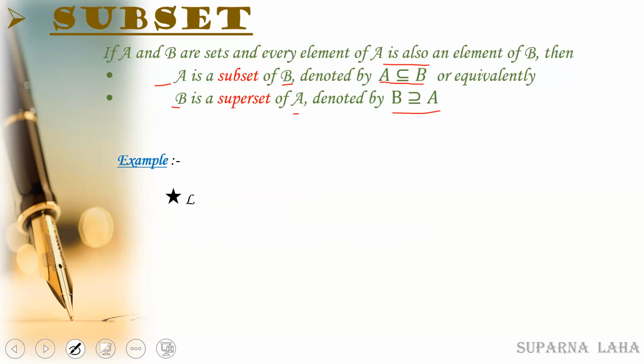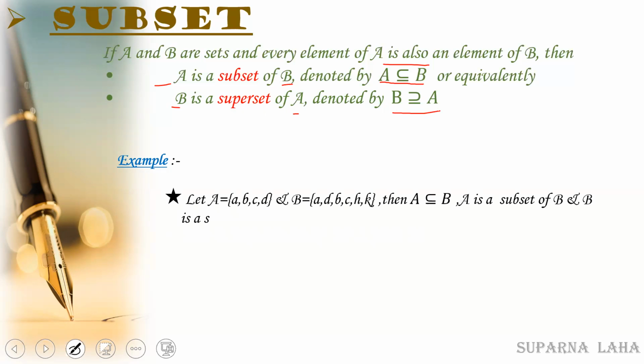So first example, I am taking these two sets. A is {a, b, c, d}, and B is {a, d, b, c, h, k}. Now I said that A is a subset of B when all the elements of A are present in B. So the first element a is present in B, the second element b is present in B, the third element c is present in the set B, d is also present here. So all the elements of A are present in B. So we can say that A is a subset of B or B is a superset of A. You can say either.